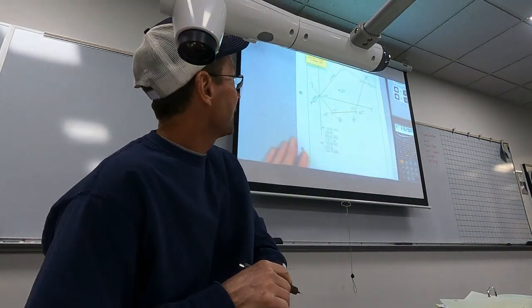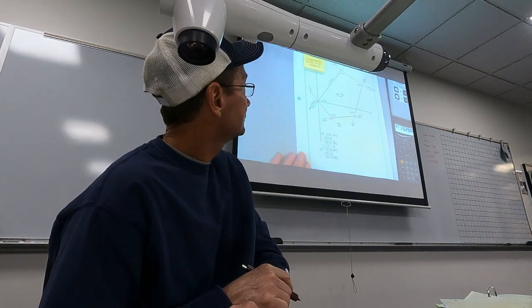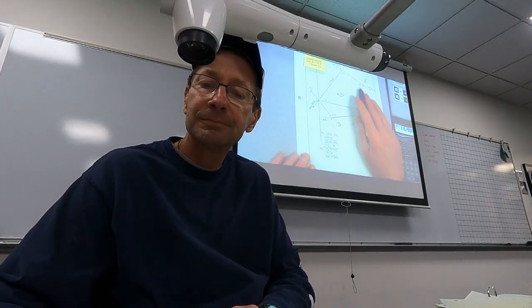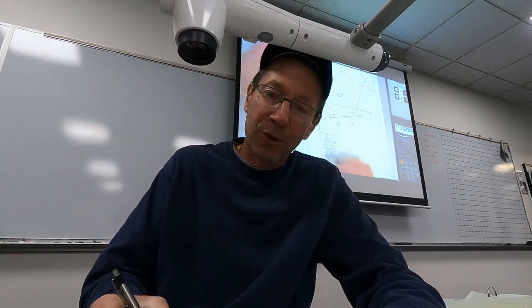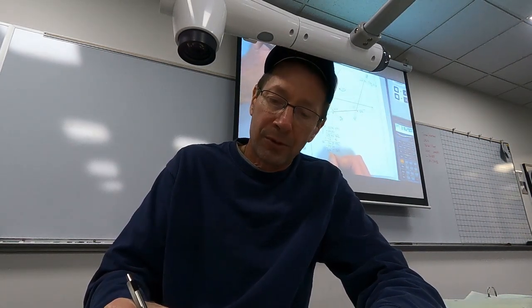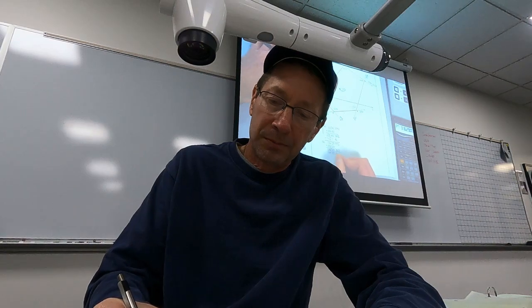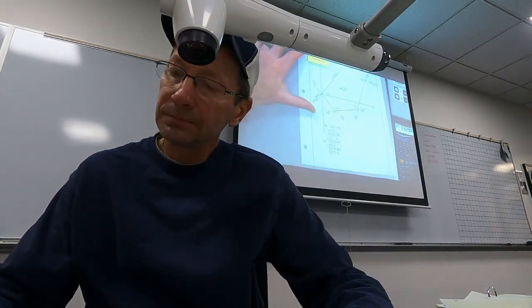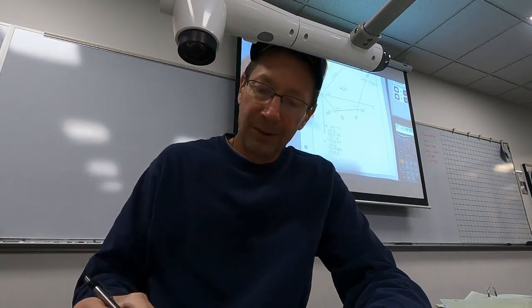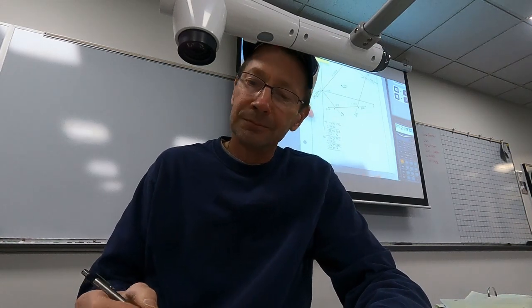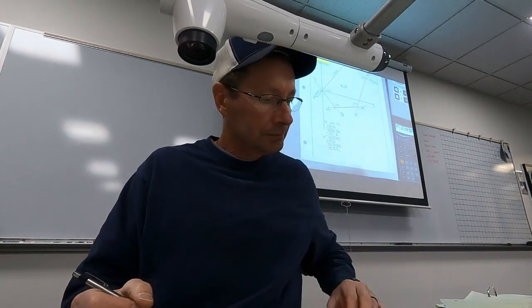Okay, what do we do next? Minus the 104.42. Everybody see that? So just follow the formula. So we've got the back azimuth. Let's minus the interior angle, minus 104.42. What do you got? 173 and 47.